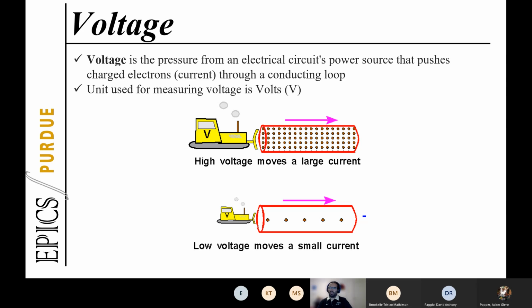So the voltage, think of it as the force you need to move those electrons. If you have a high voltage, you're going to be able to move a large amount of current. But if you have a low voltage, then the current that you're going to be able to move is going to be much smaller. And the unit we use for voltage is the volt.